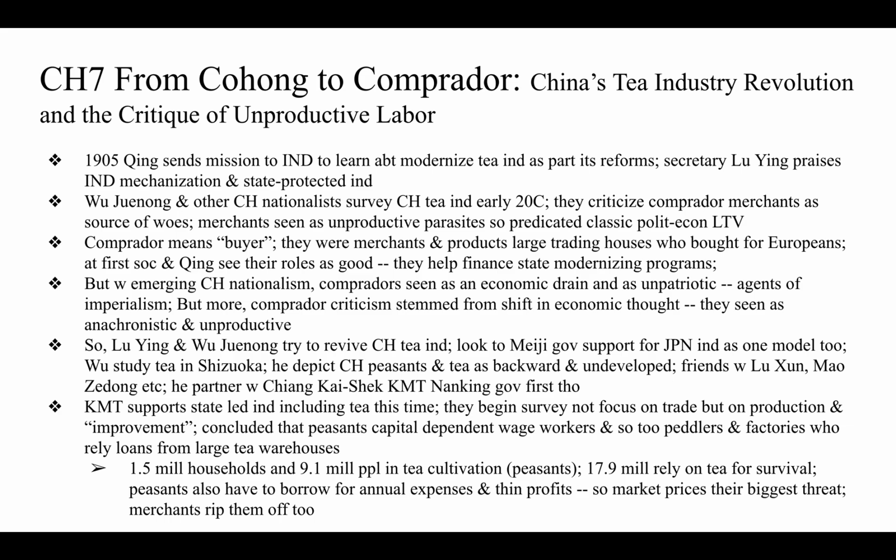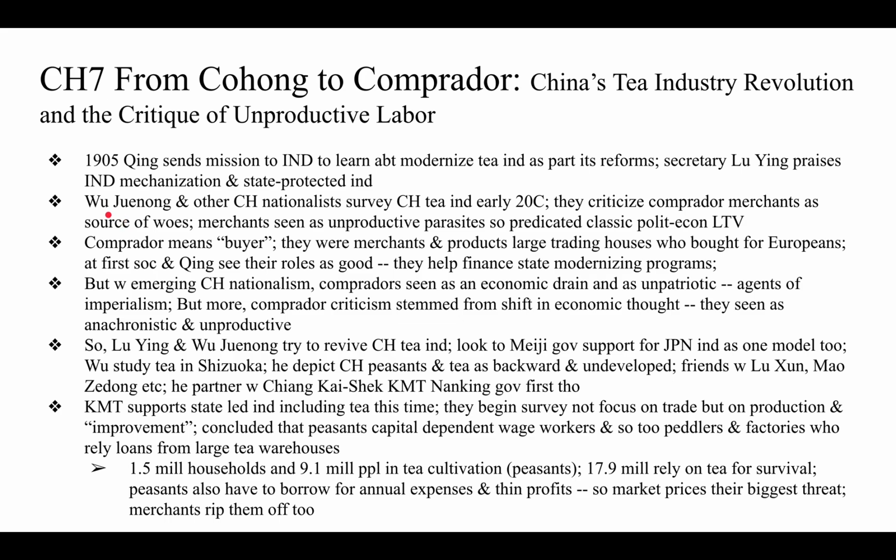Okay, and there's some shifts going on in China as well then. Chapter 7 is called From Kohong to Comprador, China's Tea Industry Revolution and the Critique of Unproductive Labor. So in 1905, the Qing dynasty sent a mission to India to learn about modernizing the tea industry as part of its reforms. And the secretary of this mission was Liu Ying, who praised Indian mechanization and state-protected industry.